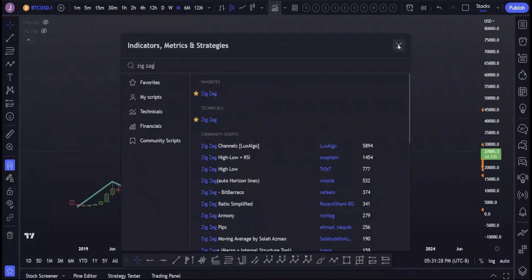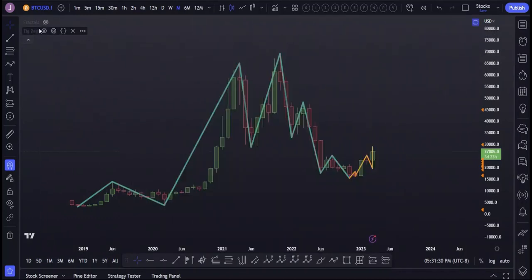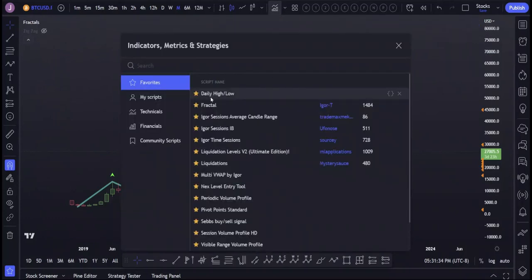Okay, now let me briefly go over what the fractal is. So I'll turn that one on, and to activate it, all you got to do is go to where it is and just click on it, and it'll add it to your chart.